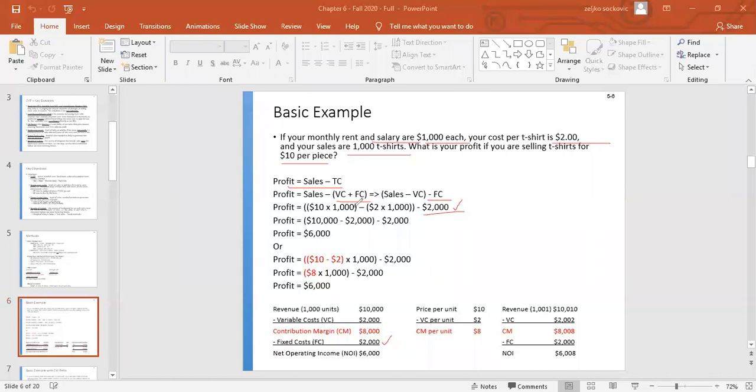Now, what about the rest? Well, these are the same units, 1,000 units. It's just expressed here: revenue is 10 times 1,000, and here's variable cost, 2 times 1,000. Well, what's the difference between these two? It's 8, right? So that would be your contribution margin.